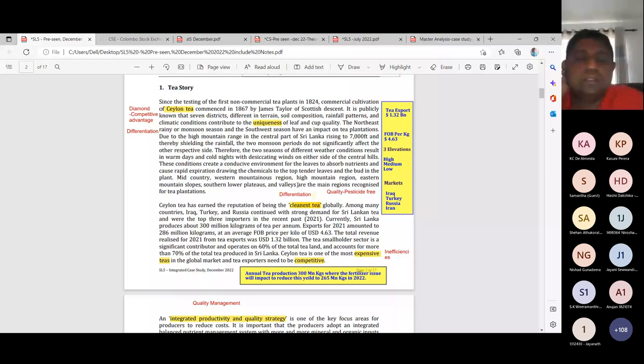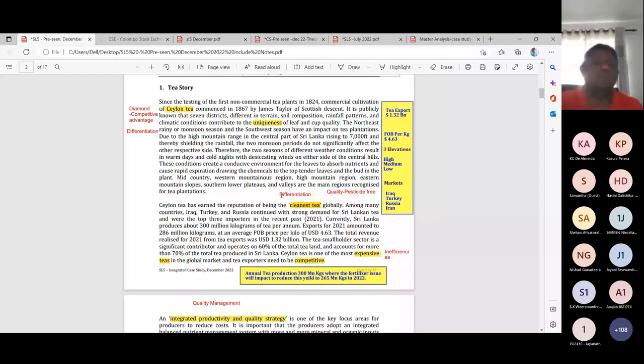Currently Sri Lanka produces about 300 million kilograms of tea per annum. Exports for 2021 amounted to 286 million kilograms at an average FOB price per kilo of USD 4.63. Look at this percentage, for example. You can get an idea, right? 286 divided by 300, so from the total production 95.33% is exported. So only a small amount is used by the locals. Less than 5% is used locally from the total production. More than 95% is exported. Interesting facts. So that's the average USD price per kilo.